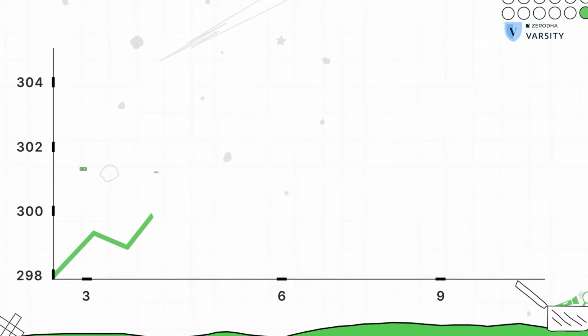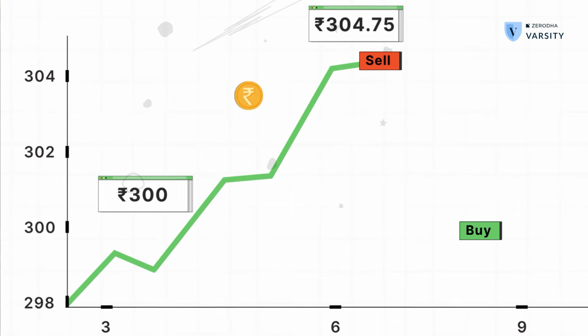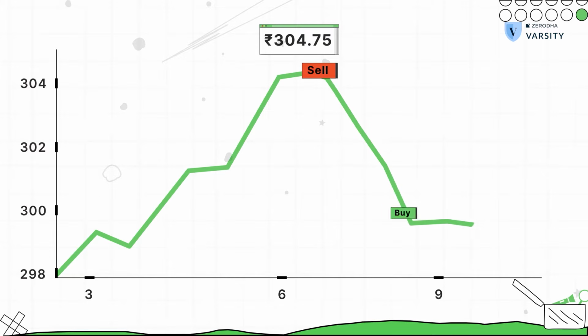So when you're going long, you're, say, buying at 300 and you're exiting at 304.75. So that 4.75 rupees is your profit. When you short, it's the exact opposite. So when you are shorting, you're simply selling first at 304.75 and then buying back at 300, profiting for that 4.75 rupees difference.